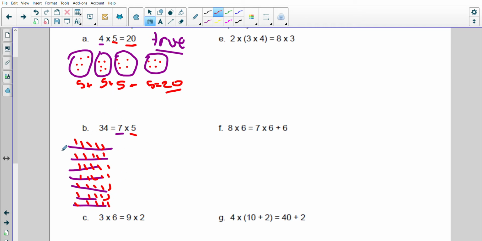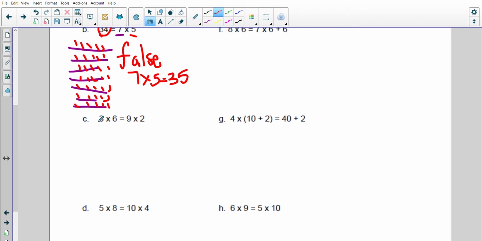So I have 5, 10, 15, 20, 25, 30, 35. Well, they said it was 34, but my picture shows that it's 35. So I'm going to say it's false because 7 times 5 equals 35.